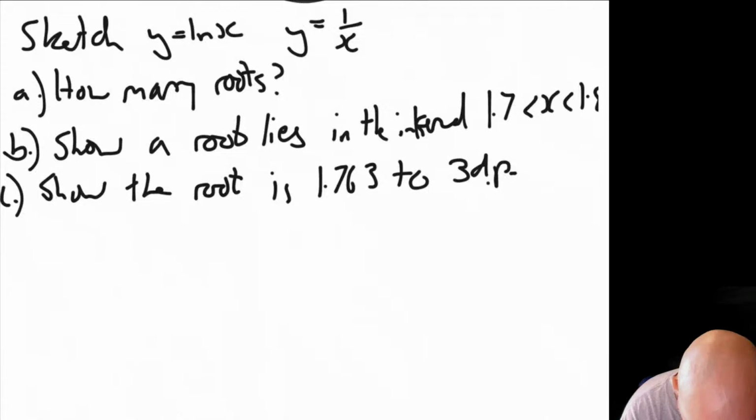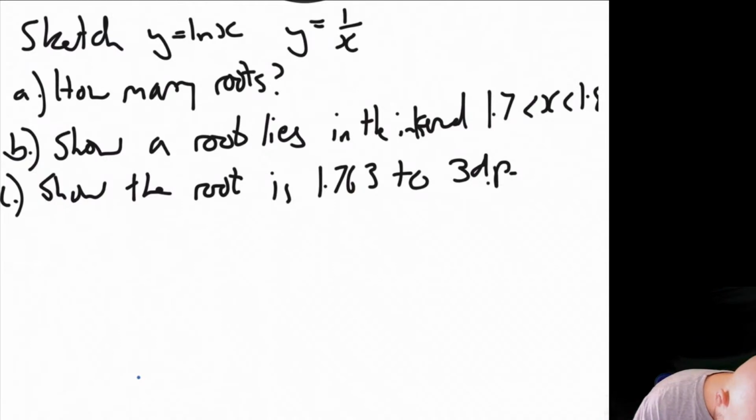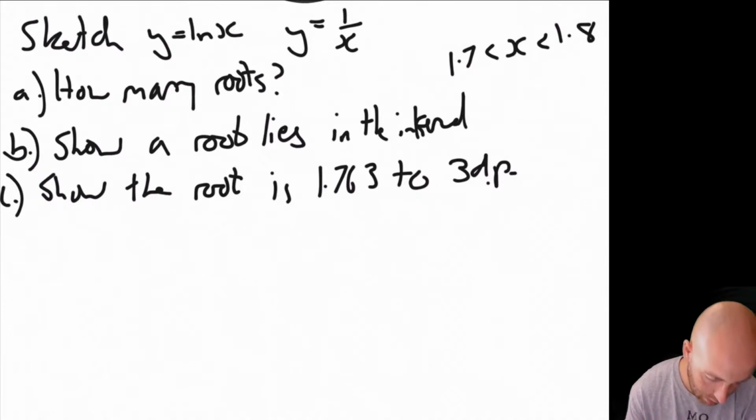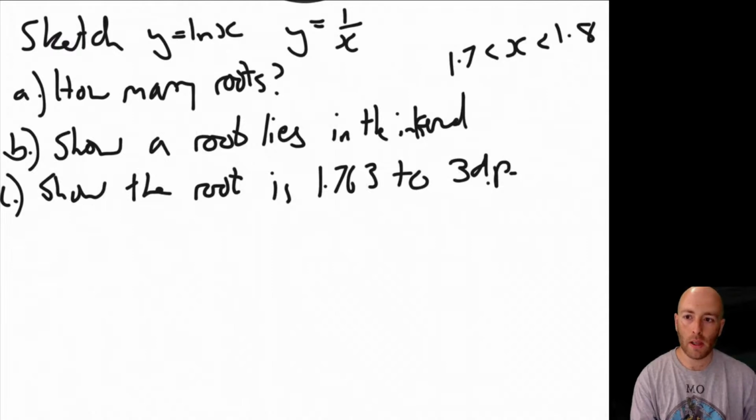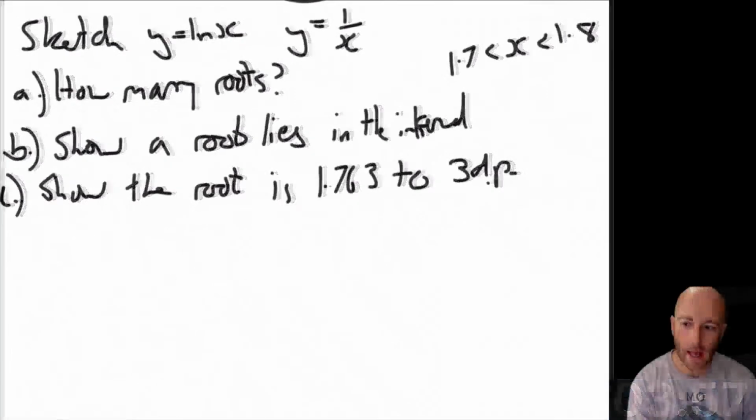All right, so let's get you guys trying one. I want you to sketch these two, decide how many roots there are to the solution of these. Show the root lies in the interval 1.7 to 1.8. I'll just quickly rewrite that bit. And then show the root is 1.763 to 3 decimal places. Could you guys try this one? I'll give you 4 minutes for this. It is a little bit trickier. You have to put them together into one equation, but let's see how you get on. So 4 minutes starting now. Ask for help if you need it.